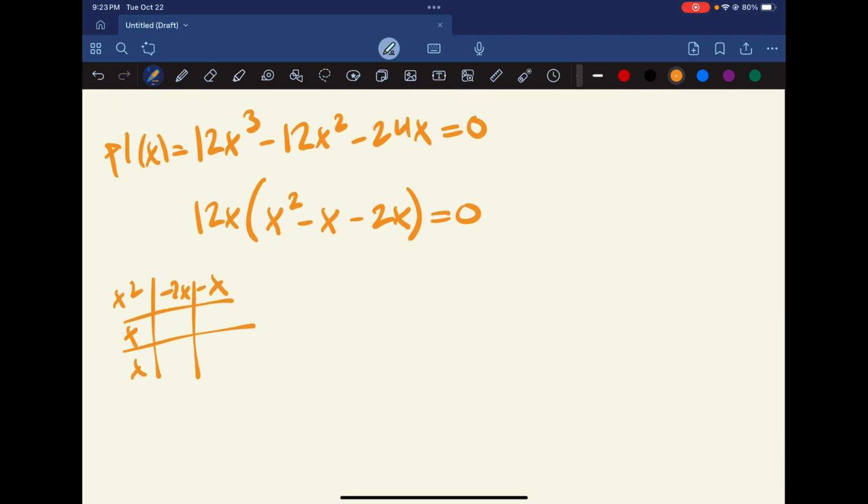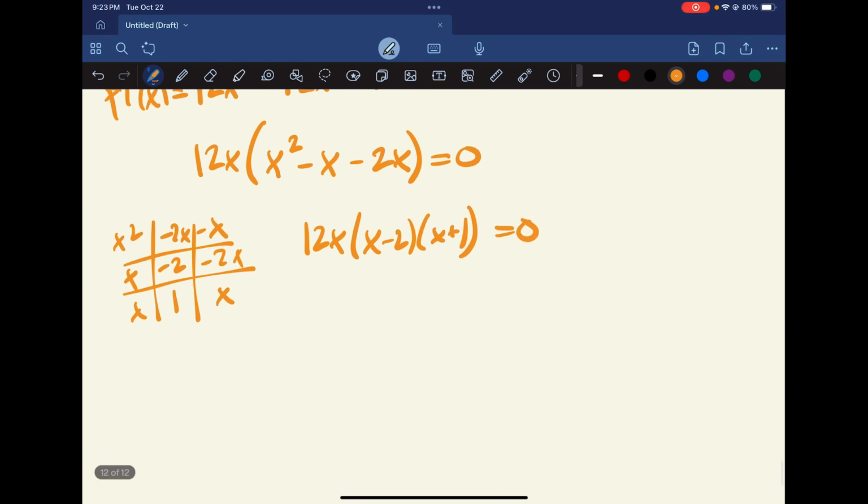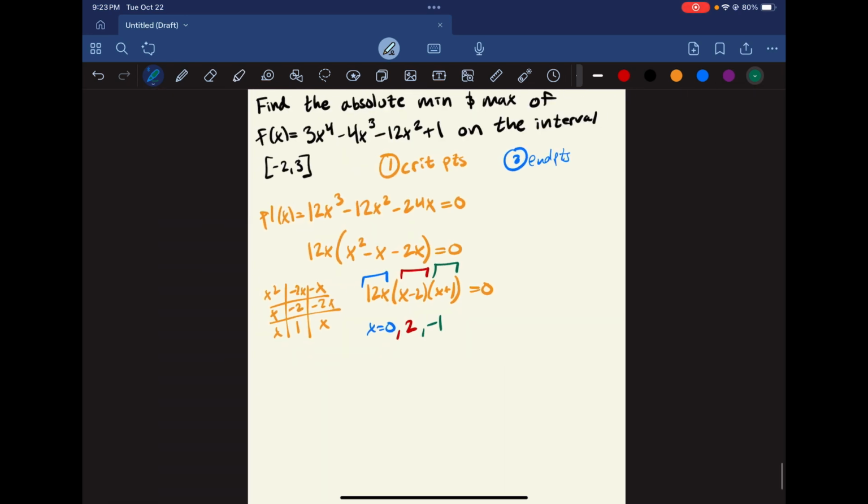This would be x, negative 2, and 1, negative 2x, x. So this would be 12. This would factor to 12x times x minus 2 times x plus 1 equals 0. So then what makes this whole thing 0 would be what makes any of these individual 3 terms equal to 0, right? Because then it would be 0 times 2 other things. So that would be x equals 0, x equals a positive 2, or x equals negative 1. So those are our 3 critical points right there.